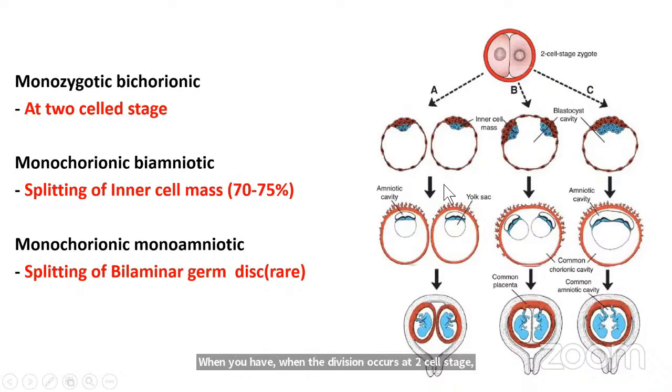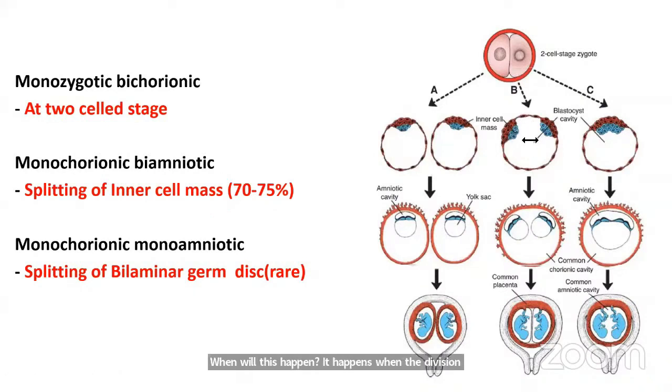monozygotic. It is from the zygote but with 2 chorionic cavities and 2 amniotic cavities. So it just looks like dizygotic twin. The next one is monochorionic biamniotic. When will this happen? It happens when the division happens after the formation of inner cell mass.